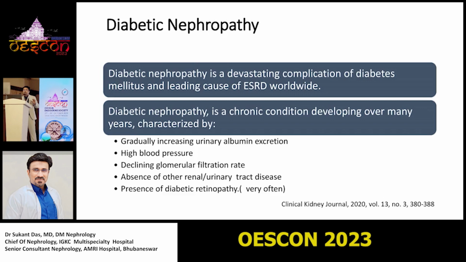Before we embark upon non-diabetic kidney disease, let's talk very briefly about the natural course of diabetic nephropathy. Of all the microvascular complications diabetic patients suffer from, diabetic nephropathy is one of the most devastating and also one of the most challenging complications, because these patients may eventually end up in end-stage kidney disease. It is a chronic condition that develops over many years, characterized by gradually increasing albumin excretion. There is high blood pressure. There is gradually declining glomerular filtration rate. And of course, we have to make sure that other causes of kidney disease are absent, which we will see in our subsequent slides. And of course, the presence of retinopathy very often, but not always.